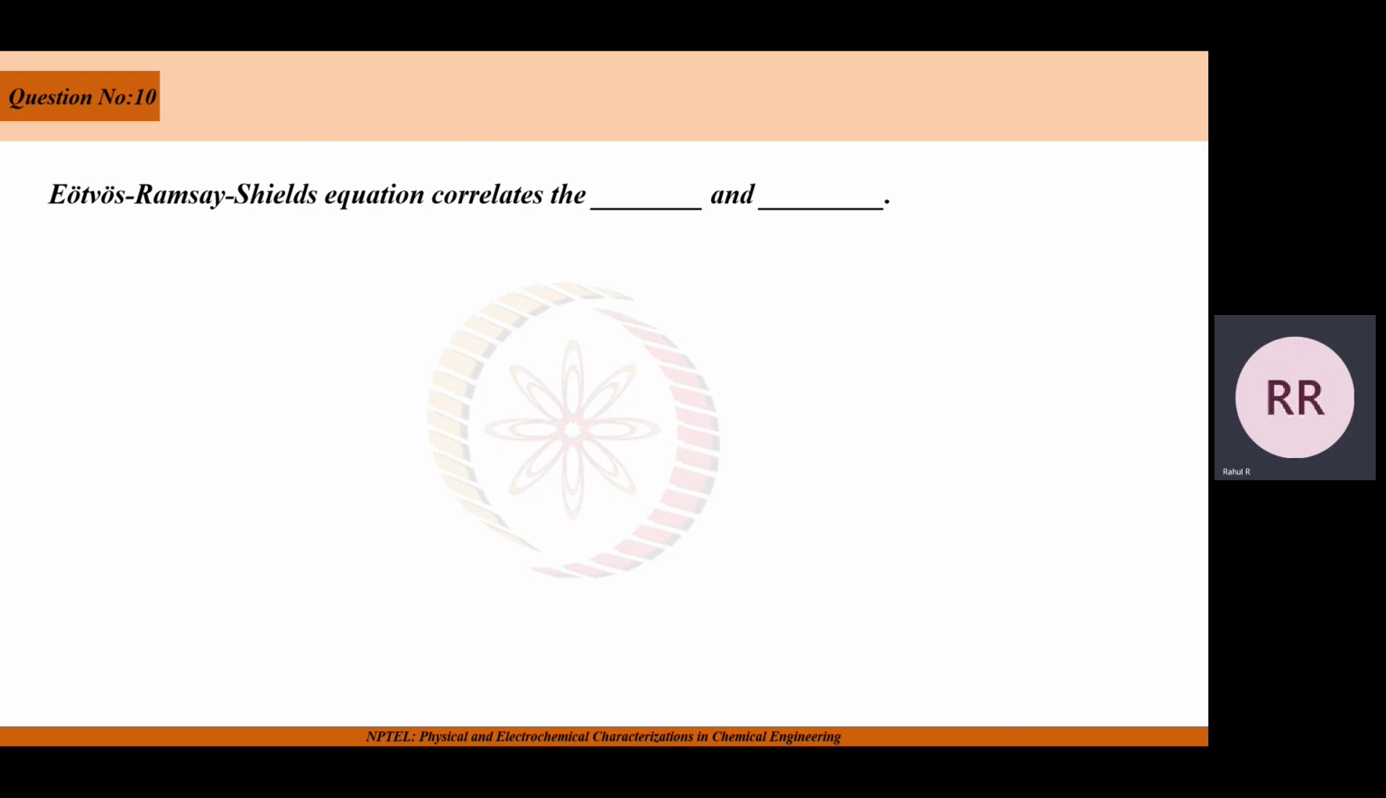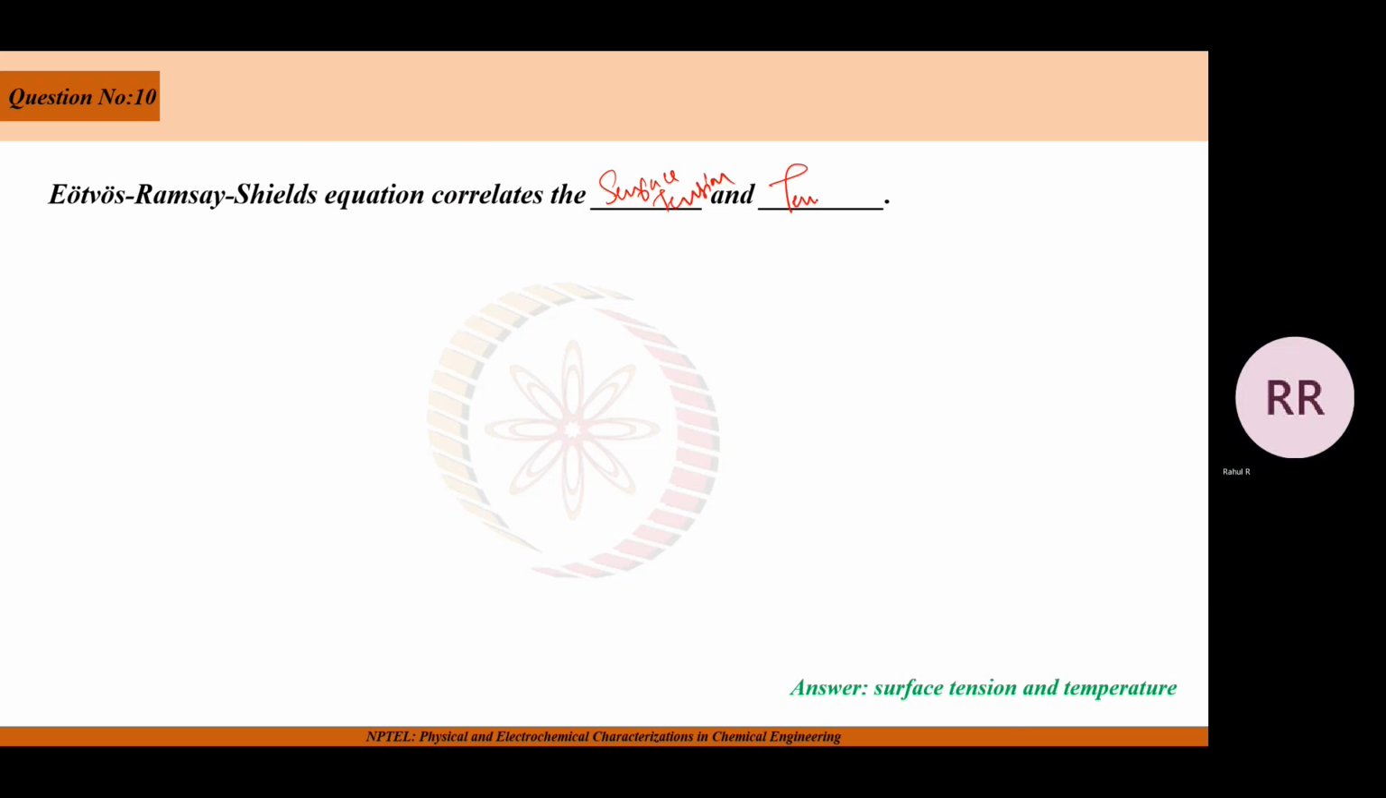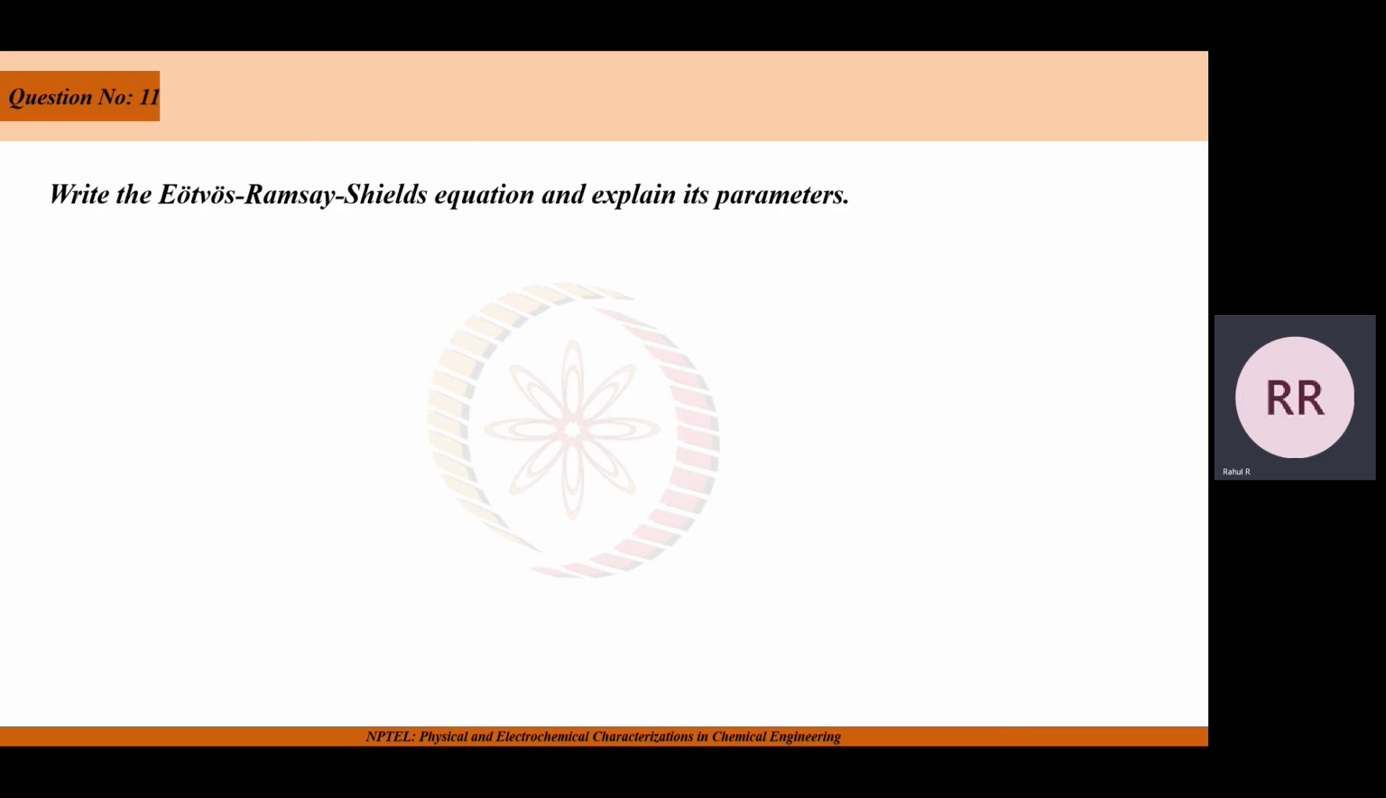I think you guys have had enough time to think about the answer. So the Ramsey-Shields equation correlates the surface tension and the temperature. This is very crucial because we all know that surface tension is dependent on temperature, but how that dependence actually works, this equation tells us. Now let me go to the next question.